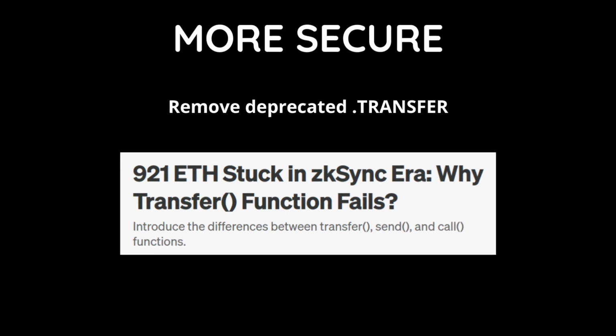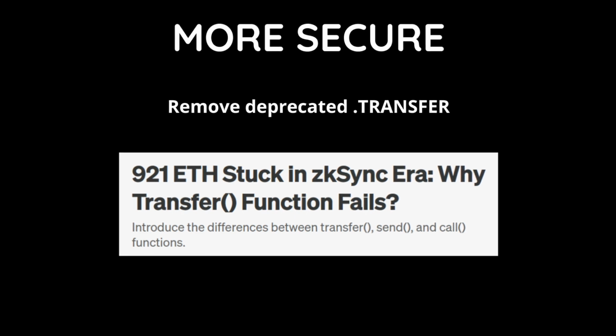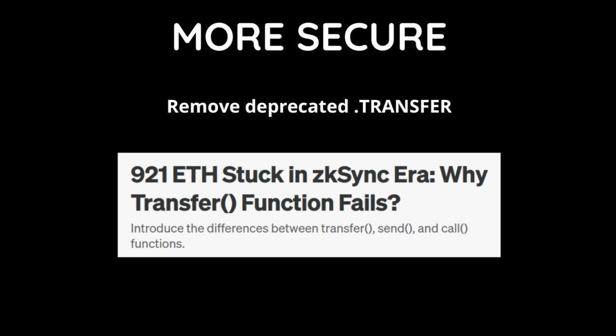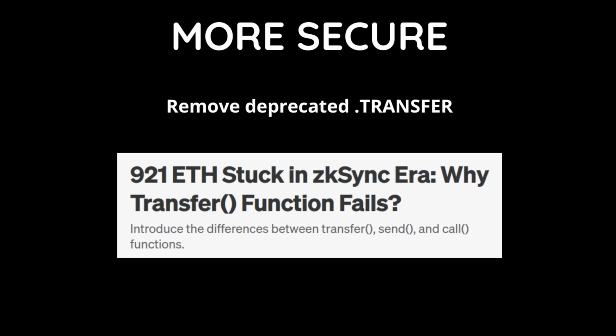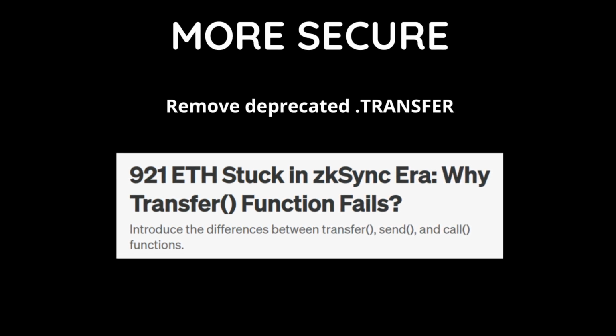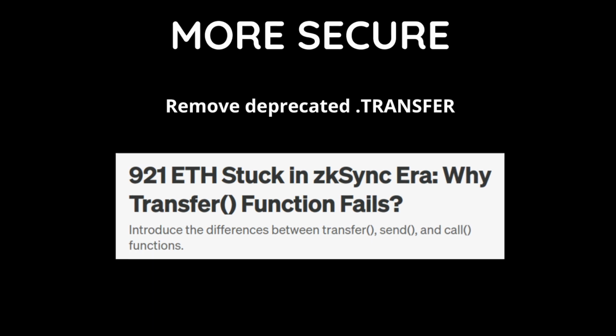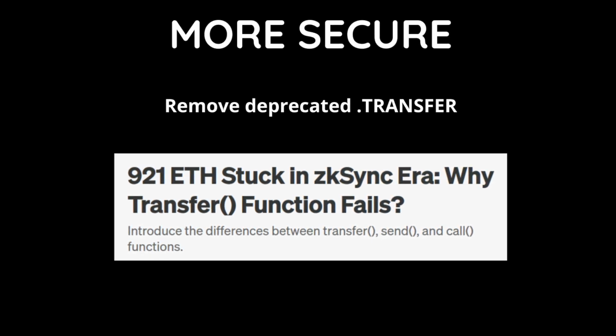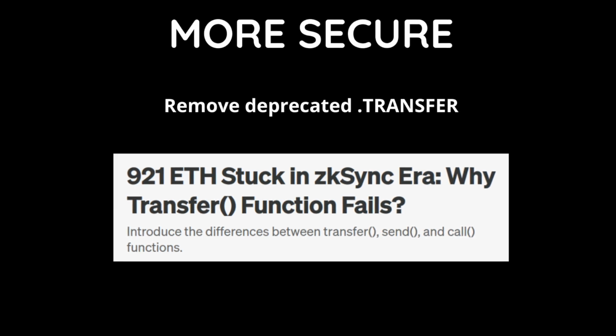Nativo is also more secure by default. We have removed the dot transfer function, which is deprecated, and it's useless if you have a multisig. This, for example, is a case that happened on Zcash, where the network didn't implement the transfer function, and a contract got stuck with 921 Ether.